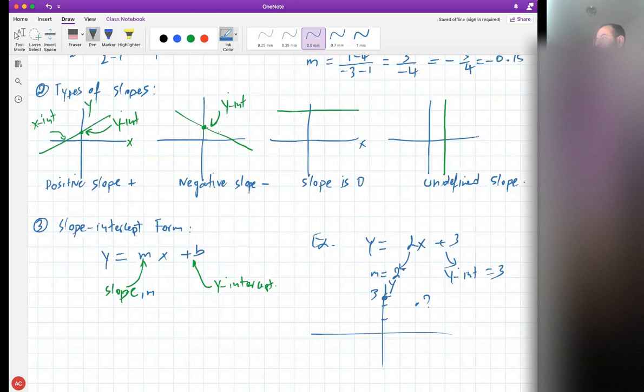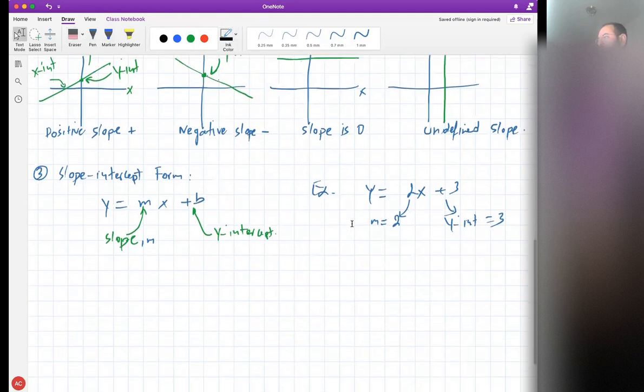For that, we're going to use the slope. We know this point is on the y-axis. To find the other point, we're going to use the slope. Let me show you. It's pretty easy, actually.